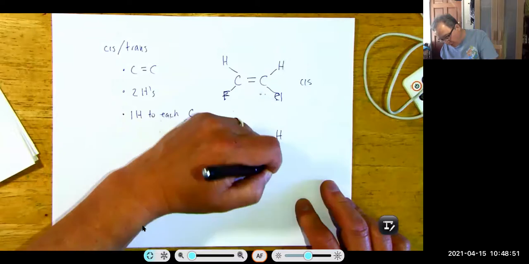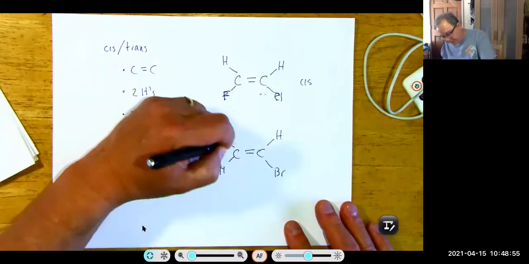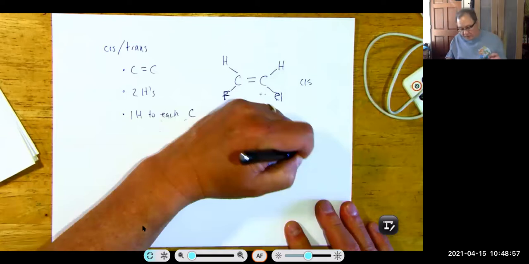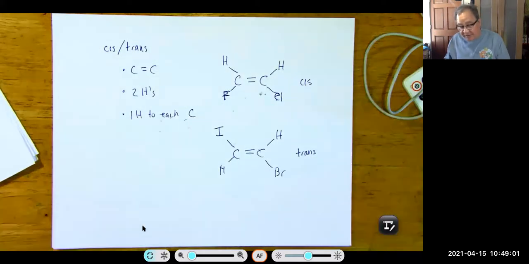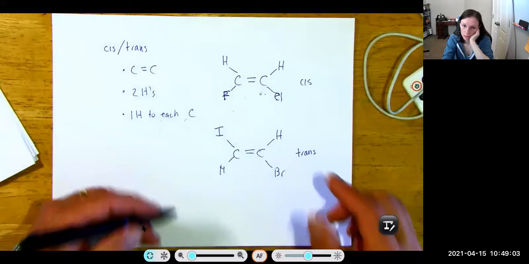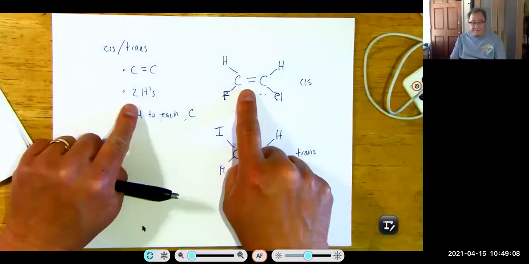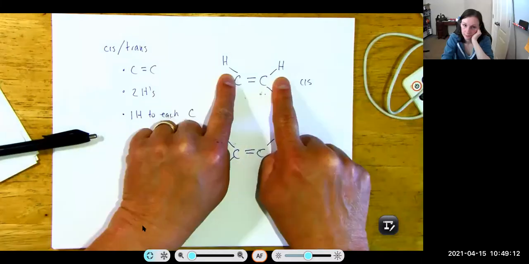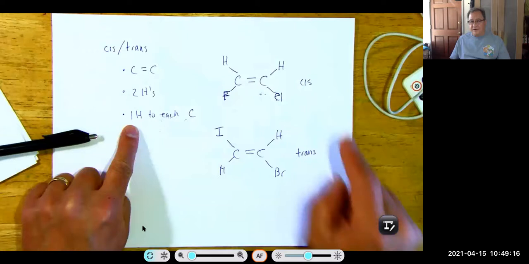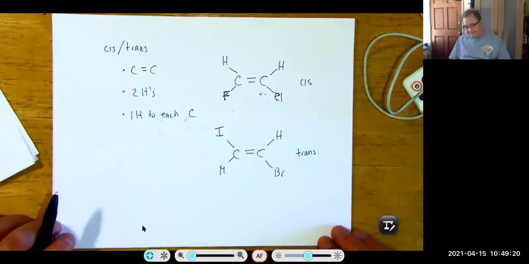And this could be a bromine. And this could be an iodine. It's still trans. What makes it cis is the hydrogens, not the others. Okay, so do you see how we have a carbon-carbon double bond? Do you see how we have 2 hydrogens? Do you see how 1 hydrogen to each carbon is what we have here? And the same here.